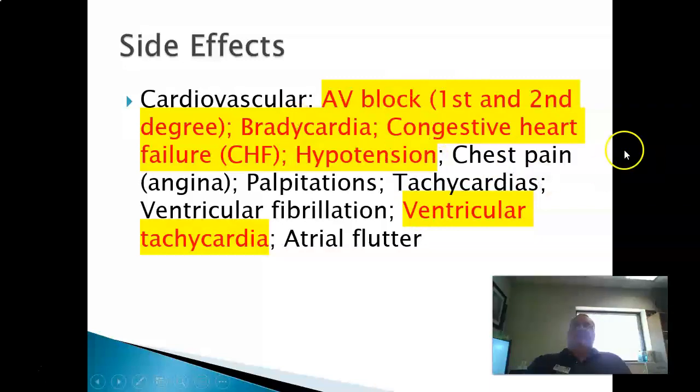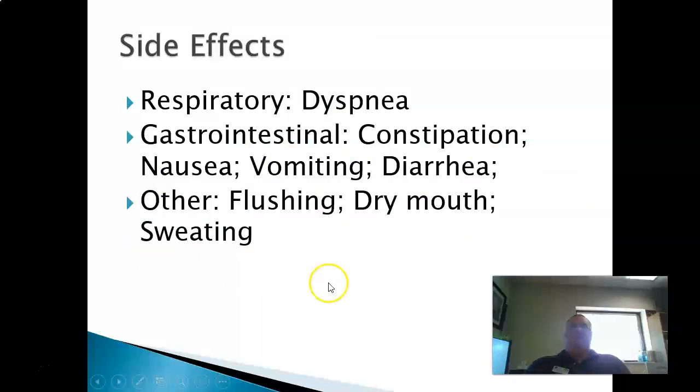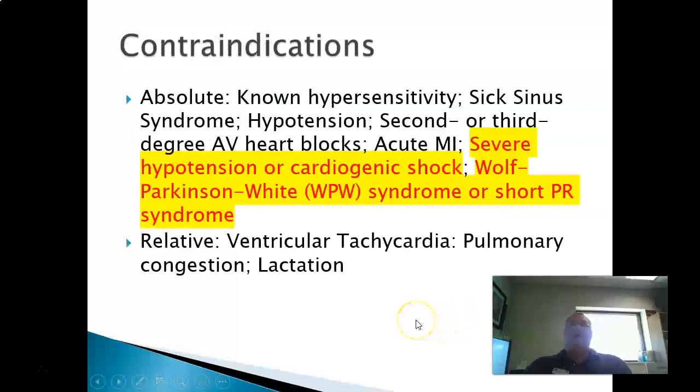What happens is it slows down the signals through that AV junction, and as it slows them down, the ventricles go, hey, I want to beat faster. And so it sends it into a ventricular tachycardia sometimes. It can cause a little bit of shortness of breath, usually because of the blood pressure changes. You get the vomiting. It can constipate somebody, and the other extreme is also possible. You get a lot of flushing too when you give this drug, so be aware of it.